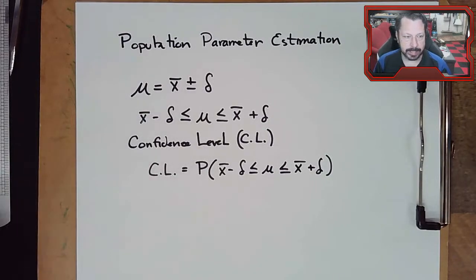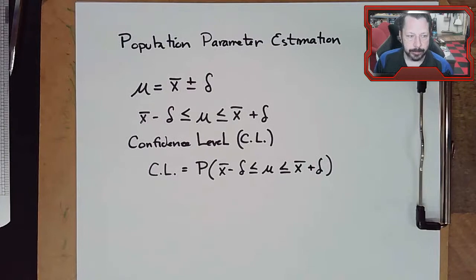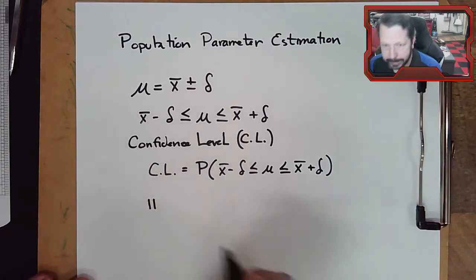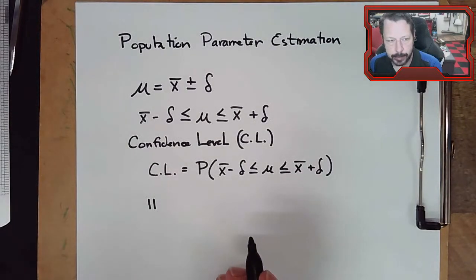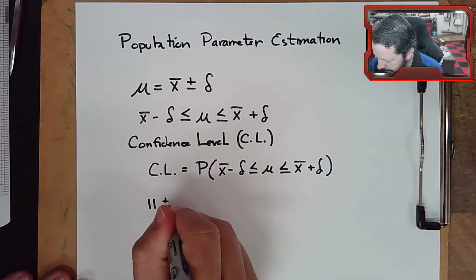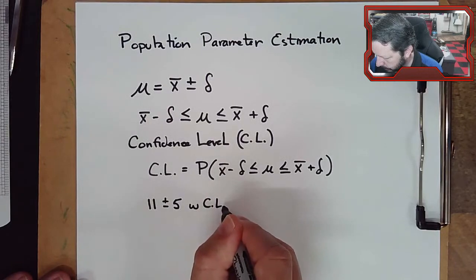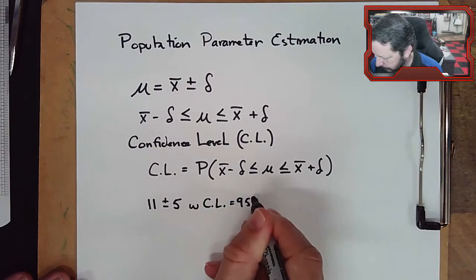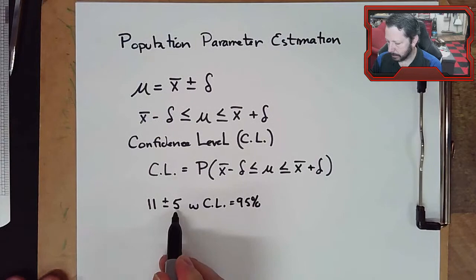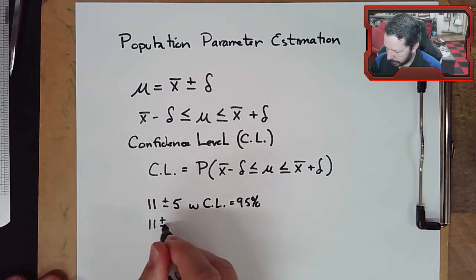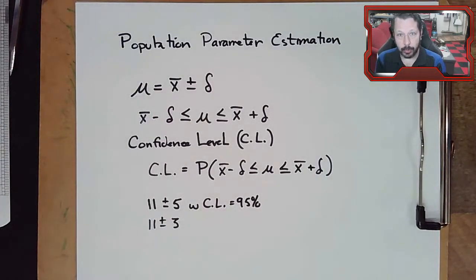So we have the example here that maybe you have 11, whatever 11 is. 11 is the thing you're measuring. 11 plus or minus 5, you could say that with confidence level equal to 95%. But if I want to make this tighter, 11 plus or minus 3, so I'm more narrow now.